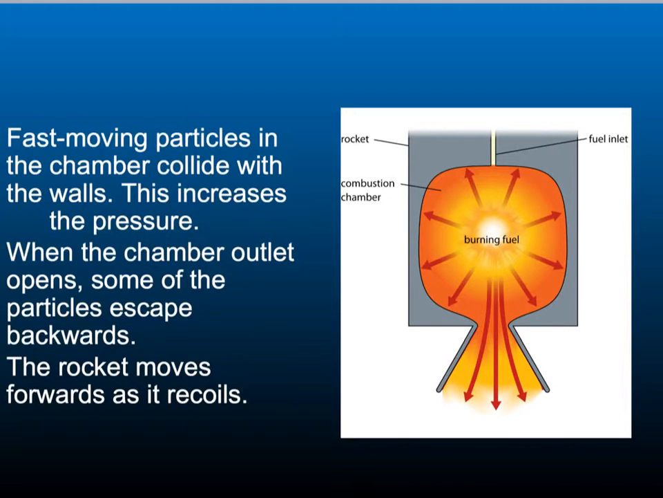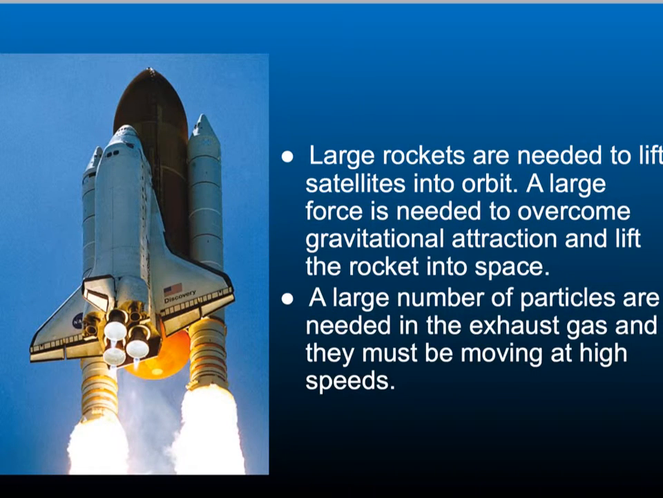In order to ensure that this force is large enough to lift the massive rockets carrying satellites into orbit, the exhaust must contain a large number of gas particles moving at very high speeds. This is achieved by rapidly burning a large volume of fuel at very high temperatures. For rockets that take people and objects into space, the mass of fuel is a very large proportion of the total mass of the rocket.